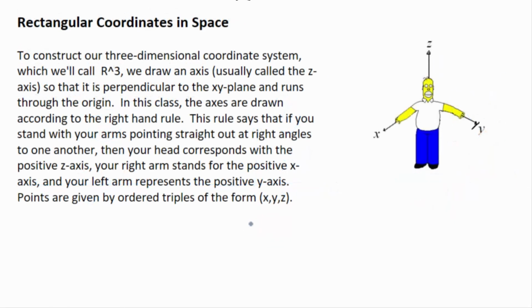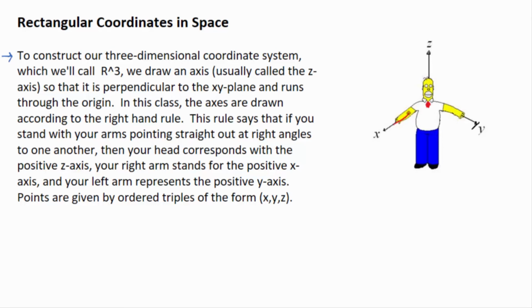Okay, so rectangular coordinates in space. To construct our 3-dimensional coordinate system, which we call R3, we draw an axis, usually called the z-axis, so that it's perpendicular to the xy plane. And of course, it runs through the origin. In this class, it's very important that everybody does it the same way, otherwise it's confusing to look at. So the origin would be where, according to Homer, maybe right below his neck. I'll make the point big.